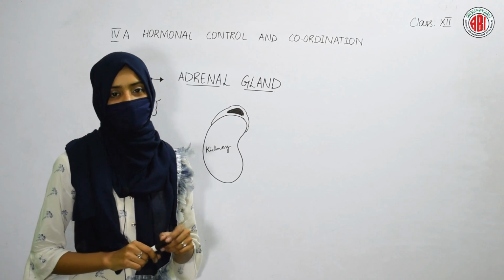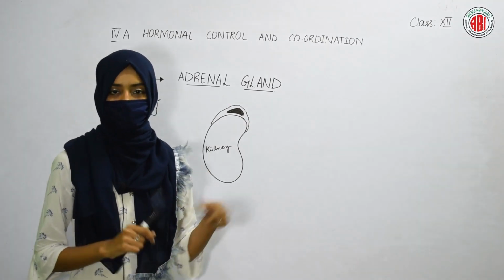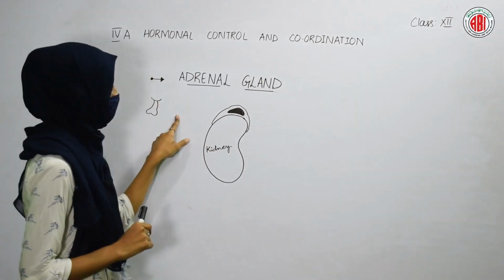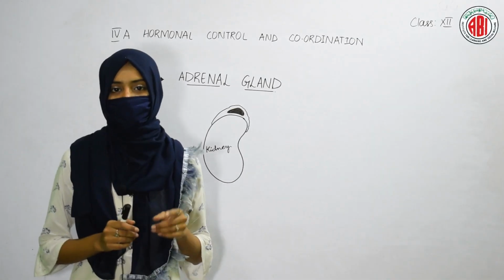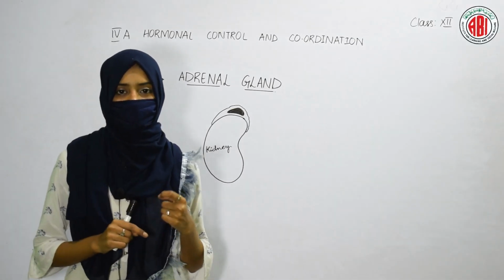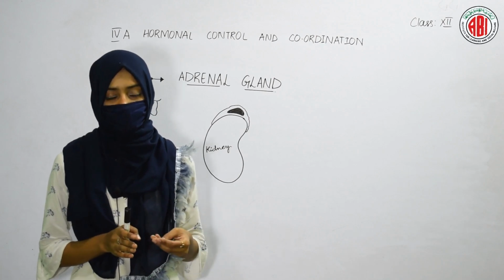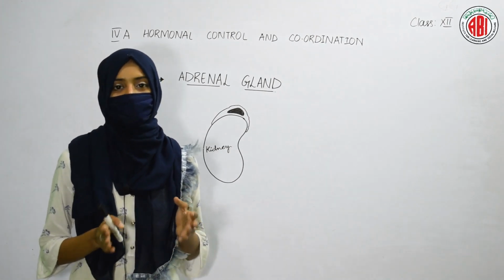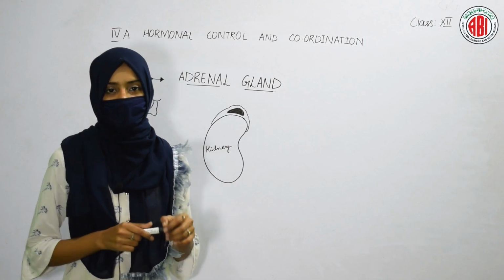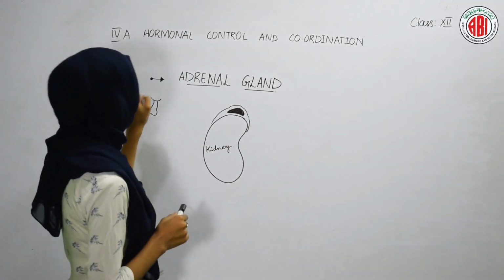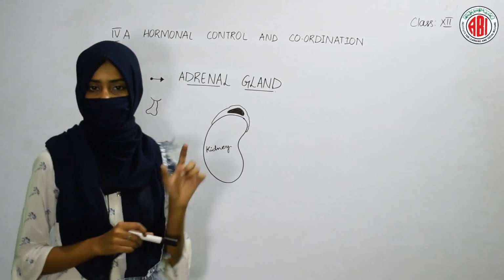In today's class, I'm going to explain to you about the other gland, that is the adrenal gland. In the last session, we learned about one important gland, and that was the thyroid gland. We have seen how the thyroid gland is responsible for secreting thyroid hormone. We have seen the different functions of the thyroid hormone, right? Now in today's class, I am going to explain to you about the adrenal gland.